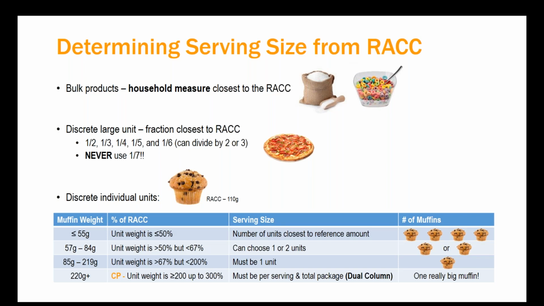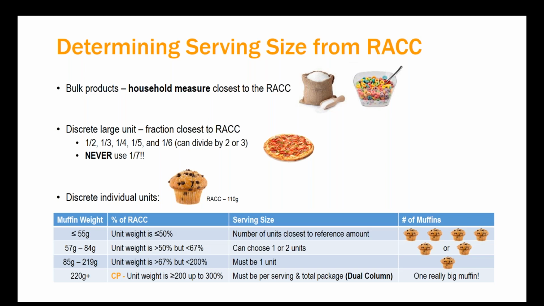And then if your unit weight is 67 to 200%, and I think given the large range here, that's where the FDA expected most serving sizes to fall. So that would be a muffin of 85 grams to 219 grams. Your serving size must be 1 unit. You do not have a choice. That has to be your serving size.